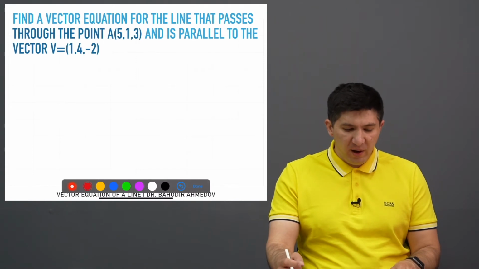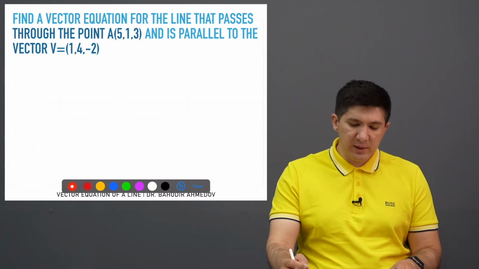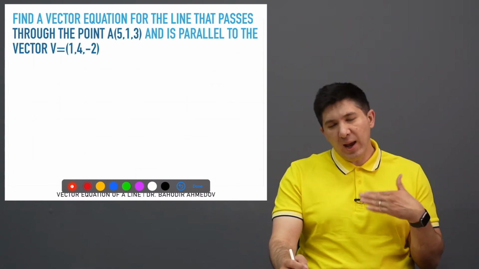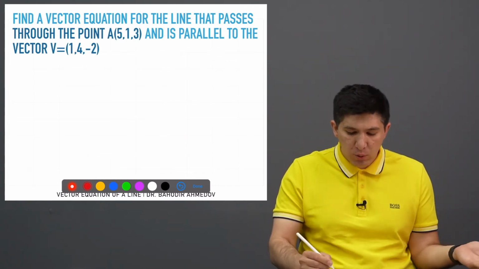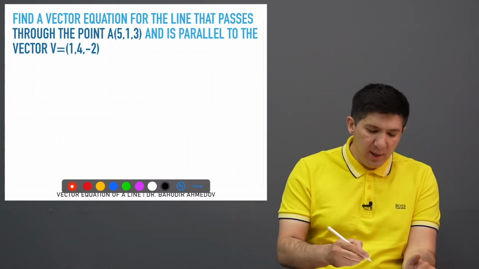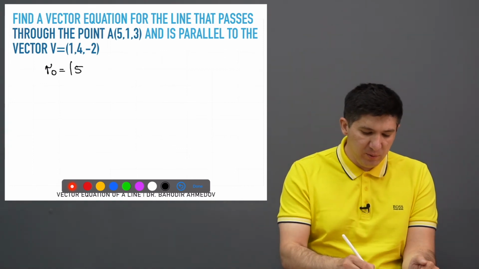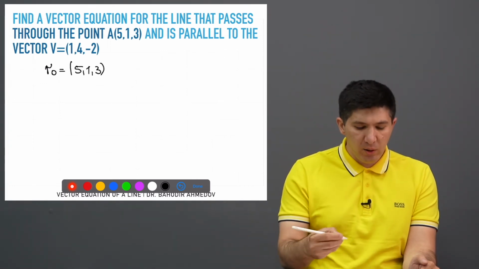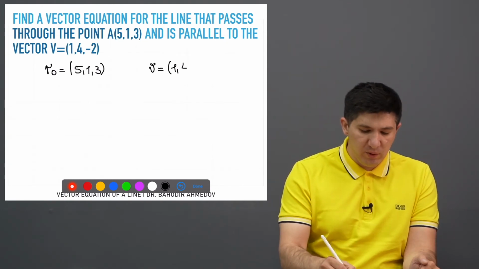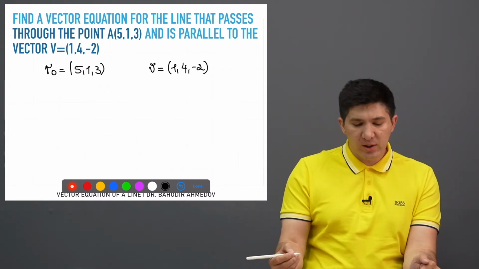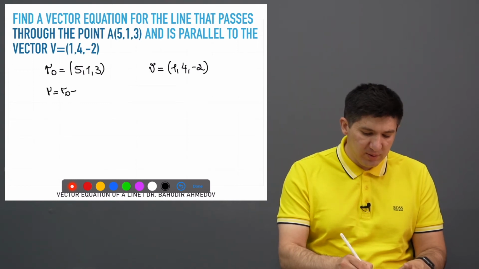Find a vector equation for a line that passes through the point A and is parallel to the vector v. The line passing through this point A means that we can describe this point A as the vector r0, whose ending point is (5, 1, 3). And we're also given a vector v which is parallel to this line, given as (1, 4, -2). The vector equation of this line in 3D is simply r equal to r0 plus vt.